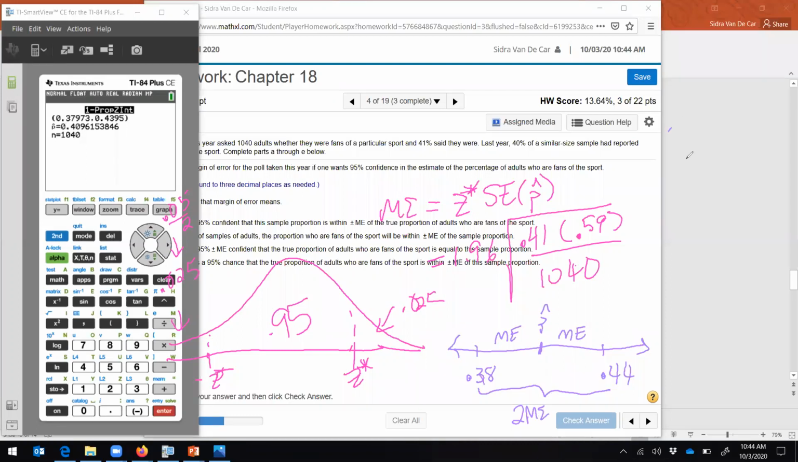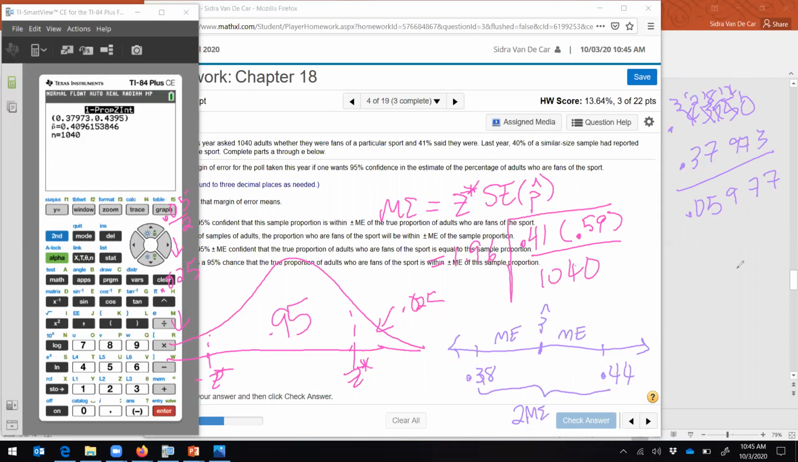All right, so let's subtract them because notice it goes away if I type into my calculator. So I'll do it over here. 0.37973 and 0.4395, I think is what we're looking at. All right, so that gives 0.05977.